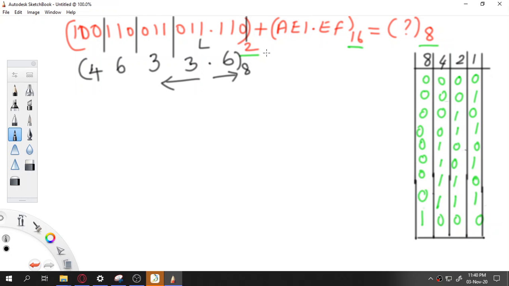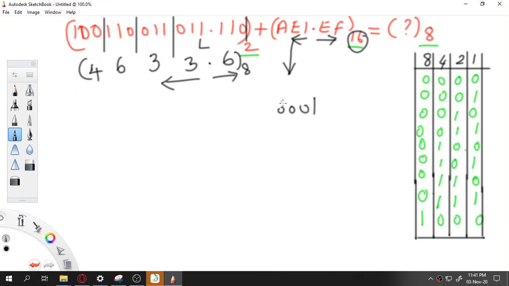Then coming to this part, we first write the binary equivalent of this number. This is a hexadecimal number, whose base is 16. For each digit you have to write 4 binary digits, and again you start from this direction. Start from this 1: the value for 1 is 0001. So, you write this value as 0001.